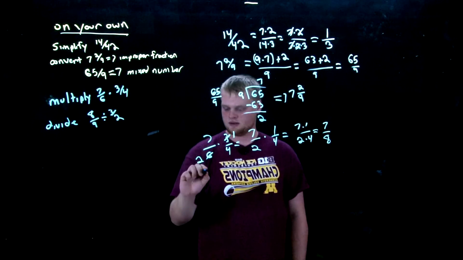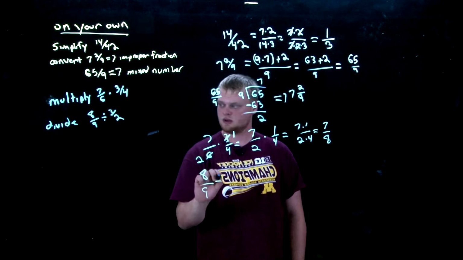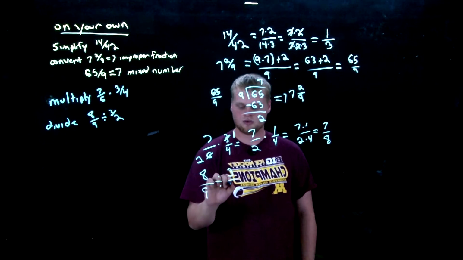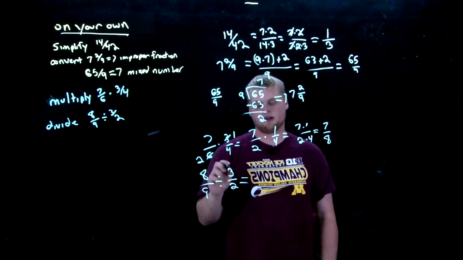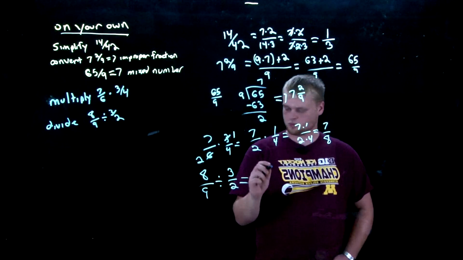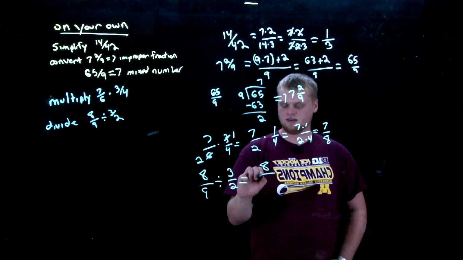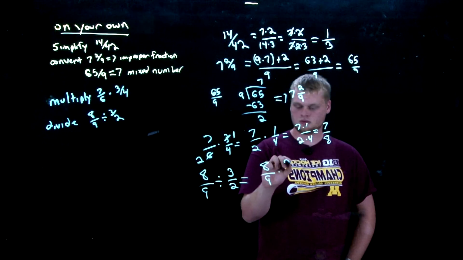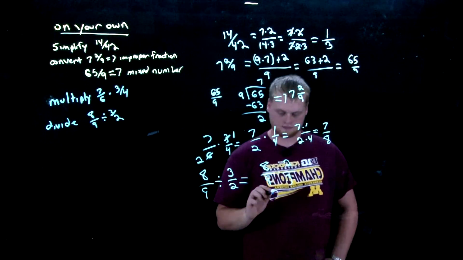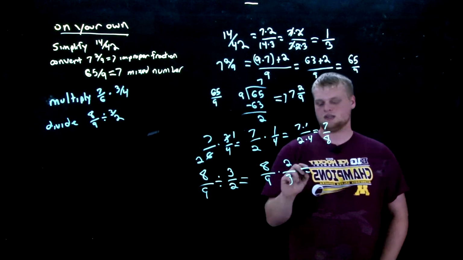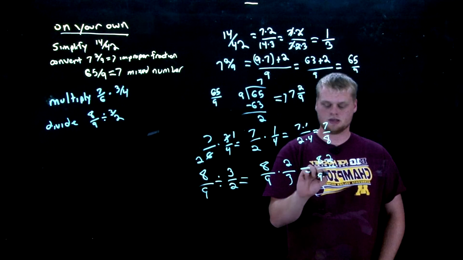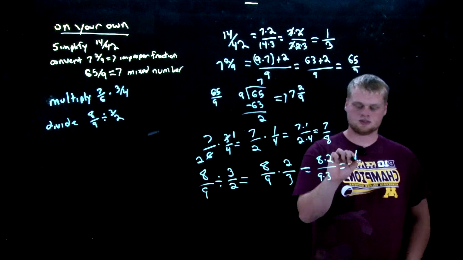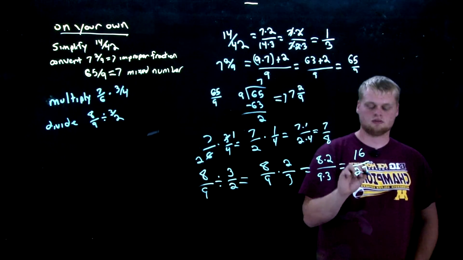Now, for the divide, 8 ninths divided by 3 halves. Again, dividing by a fraction is the same as multiplying by its reciprocal. So this gives us 8 ninths times 2 thirds, which then gives us 8 times 2 over 9 times 3, 16 over 27.